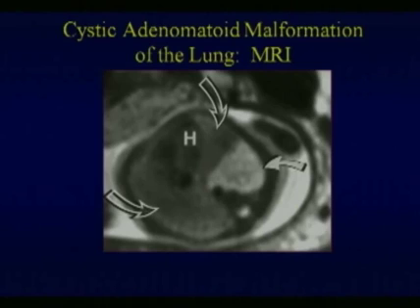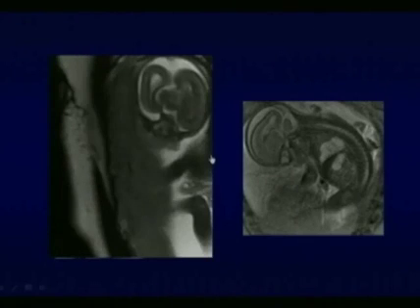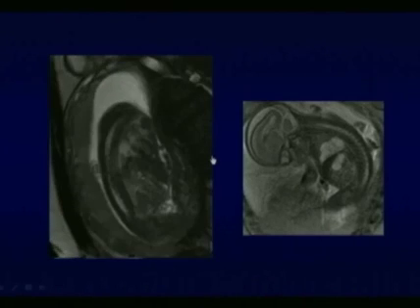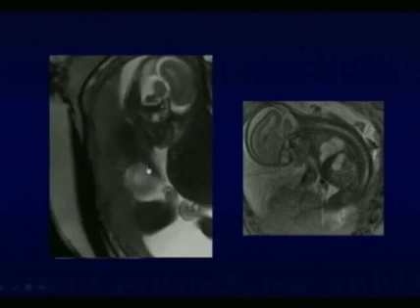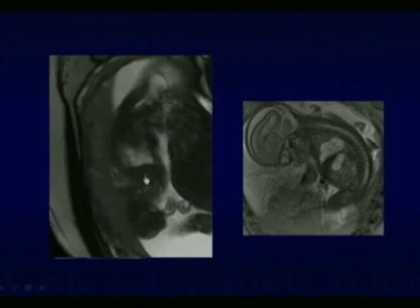These seem to correspond to lobar involvement, and we can characterize where they are, how much of the lung they involve, and confirm that in fact it is a CAM and not a diaphragmatic hernia. Notice in this case, looking at the MRI, we can clearly see the diaphragm and separation from the stomach below the diaphragm. So MRI again can be very helpful.